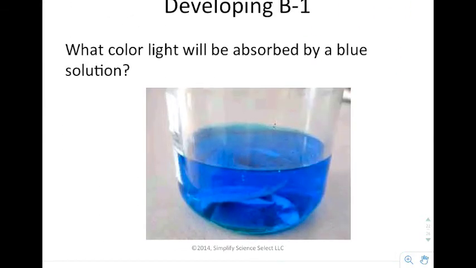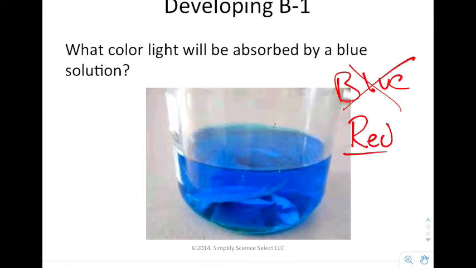So, which color light would be absorbed by a blue solution? The first thing that you can do is eliminate blue. You don't want to use blue when analyzing blue because blue is not absorbed by blue. So instead, you want to use the opposite color as best you can. The best color to analyze blue with is red. All red is absorbed.